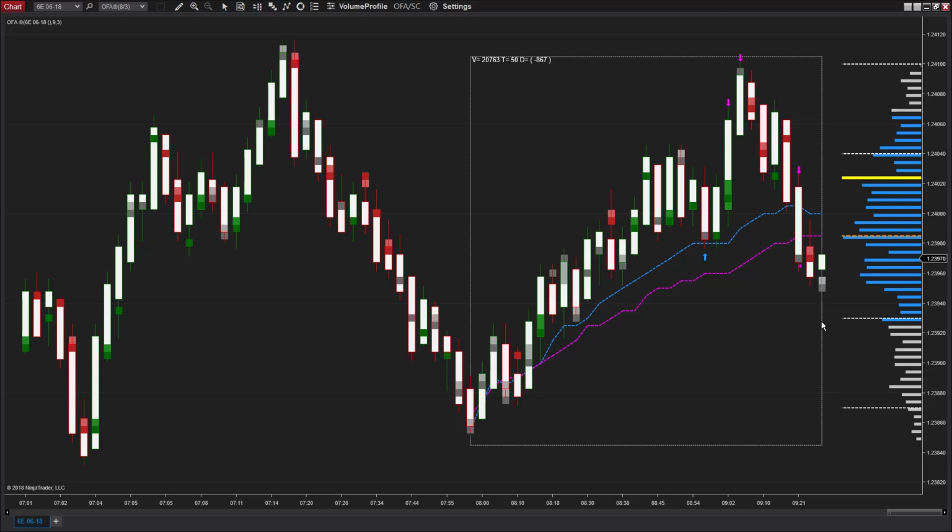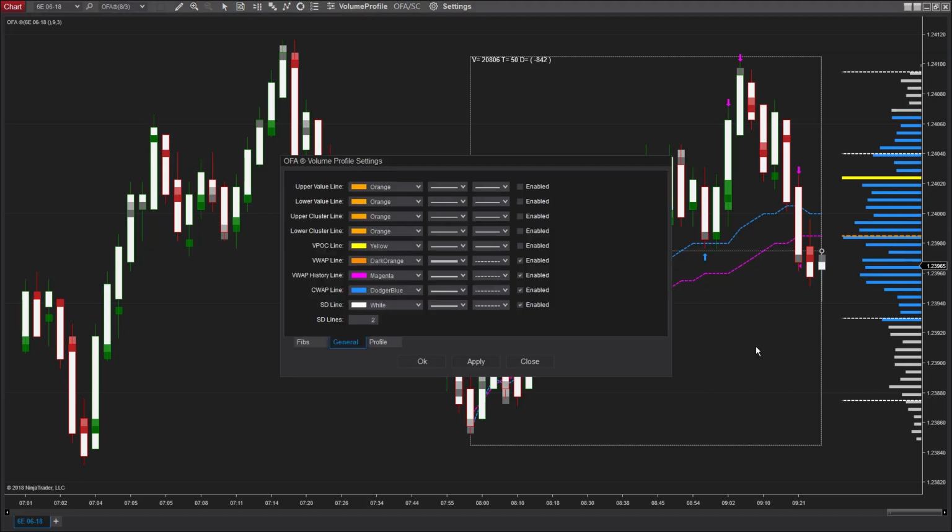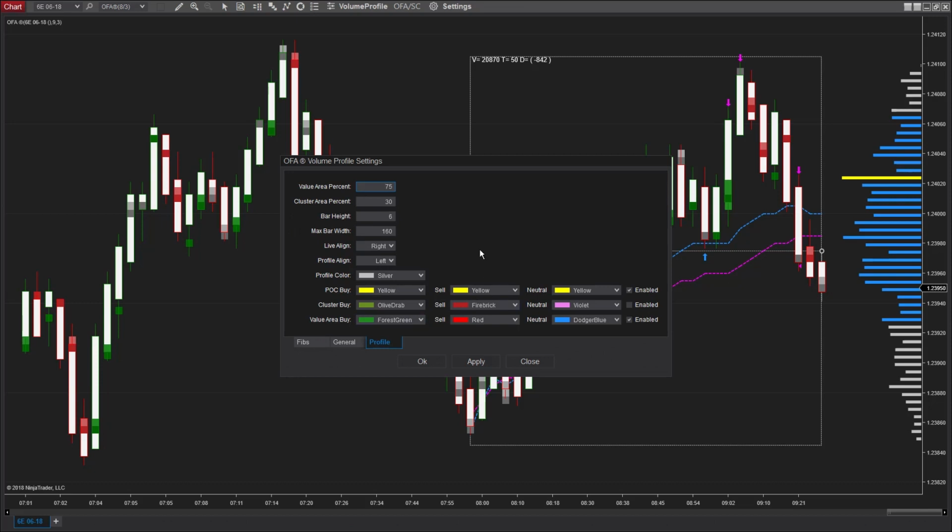So I want to go into the profile settings, so just click on whatever profile you have, and we're going to pull up the volume profile settings. And what I want to do is just take some of this stuff off the chart. I'm going to remove the volume weighted average price. I'm going to remove the standard deviation lines. And I also want to go into the actual profile, and for now, I'm just going to get that off of the screen.